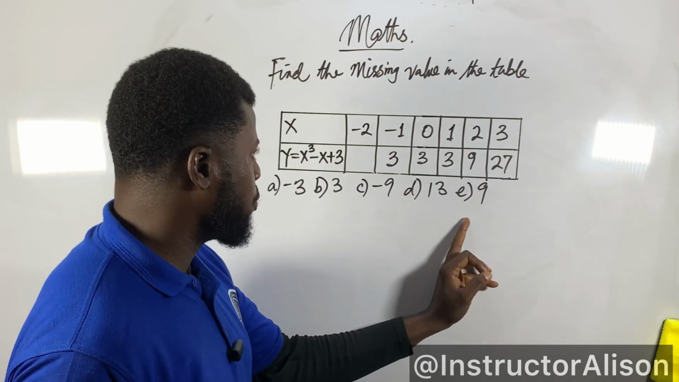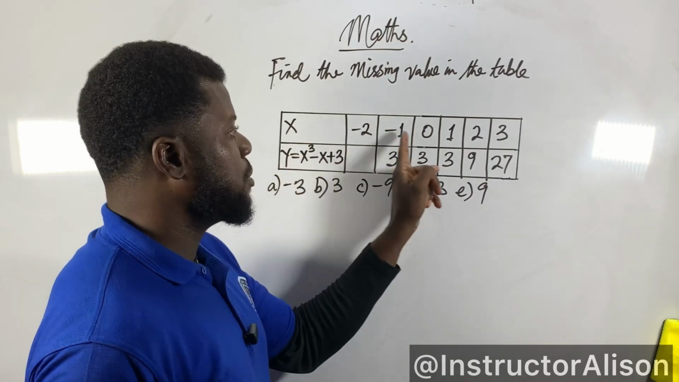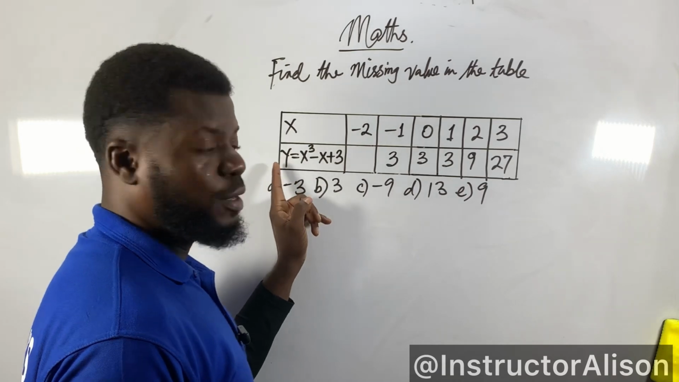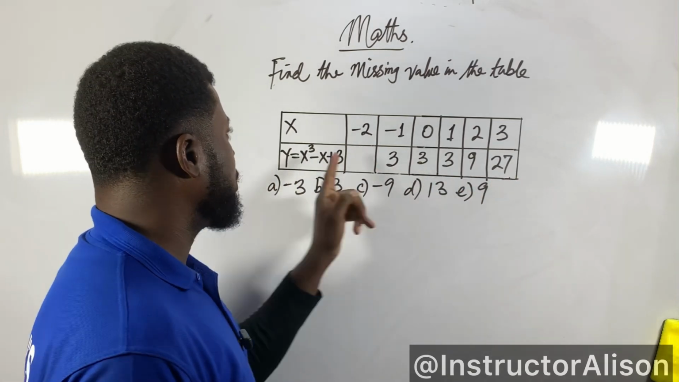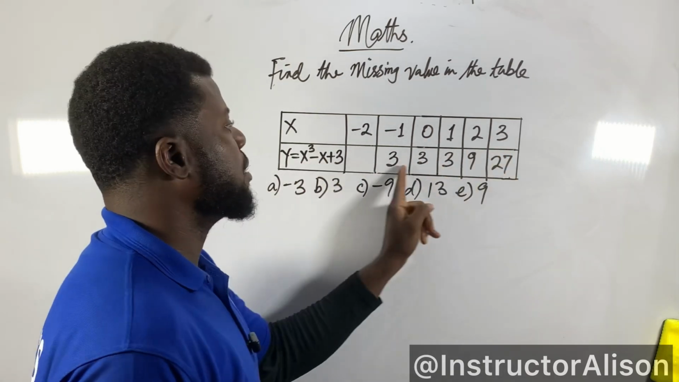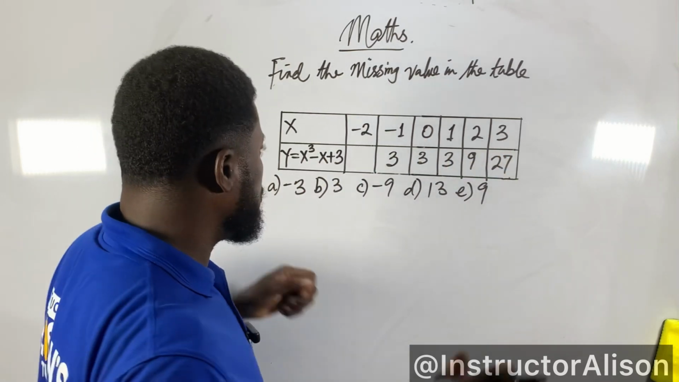See the option, which one correct? Now x values, na be this one we get. Now see the equation we see here. Y equal to, we no get the y value. Now the y values we see here. But you go use from this equation, from this x value we get, to get these y values. How you take know? Watch.